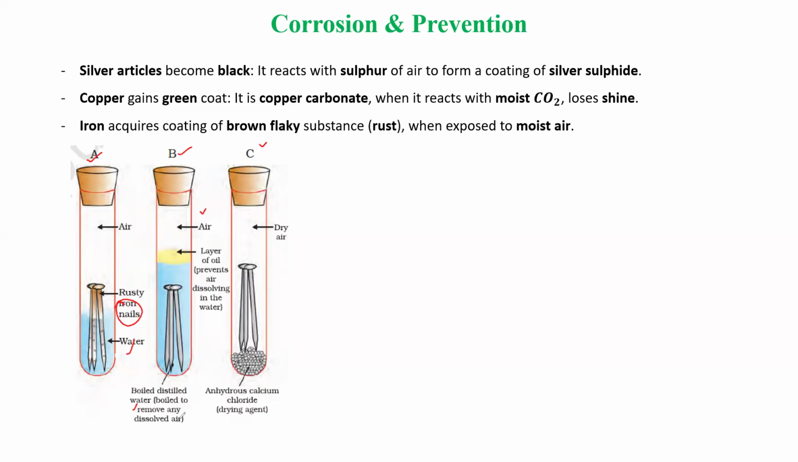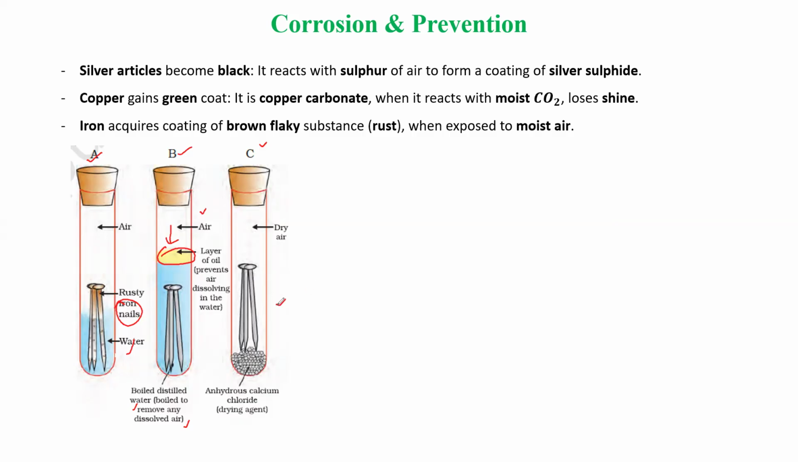So boiled distilled water is used for what purpose? So boil to remove any dissolved air. Okay, from here, dissolved air is being removed. So here, if you see, a layer of oil is applied so that air will not mix with water. So finally here again, water is there but air is not available. So rusting doesn't take place.